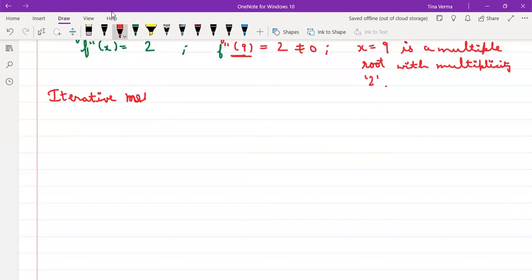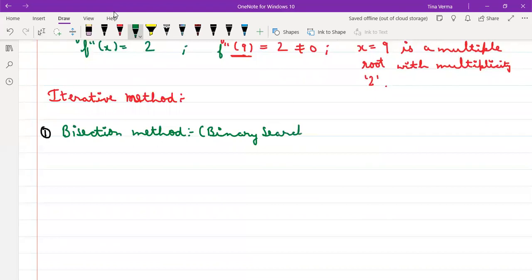So iterative method, we will discuss here three or four methods. So the first method is the bisection method. This method is also known as the binary search method. This method, bisection method, is only for finding the simple root. That means if the equation has a simple root, then we can find it by the bisection method, right?